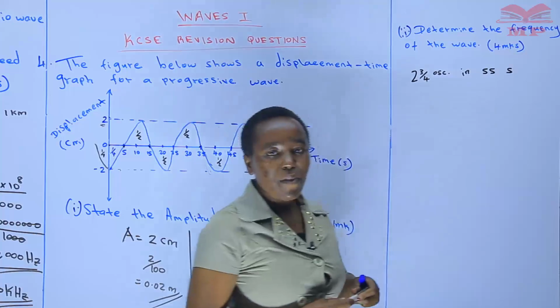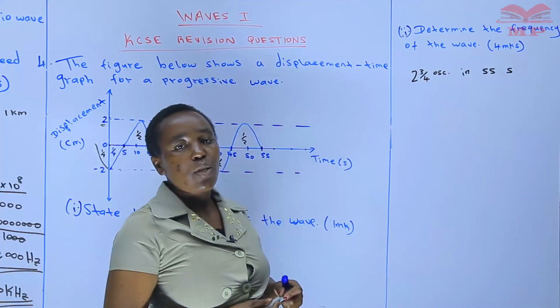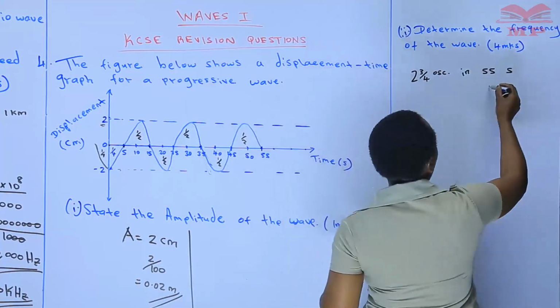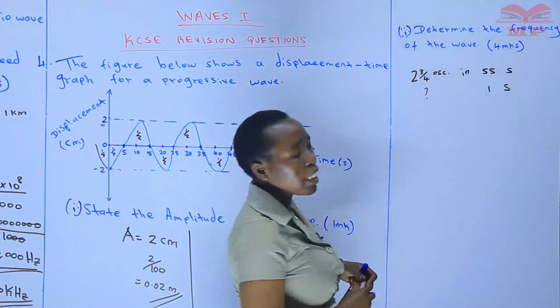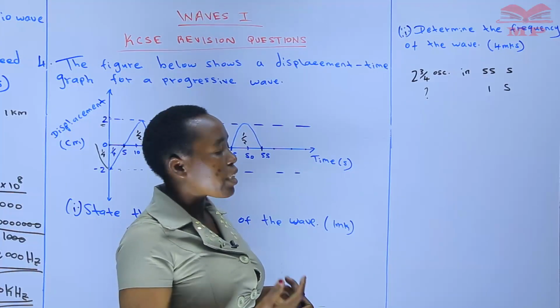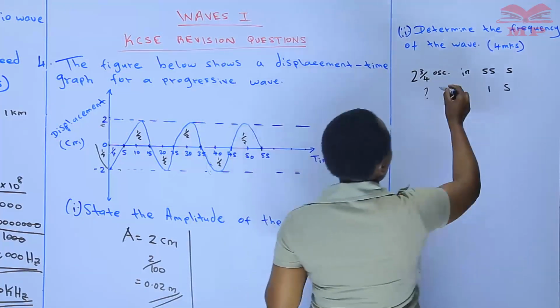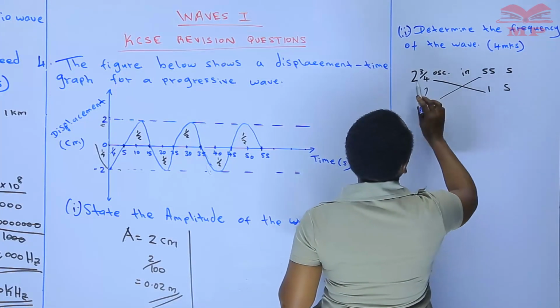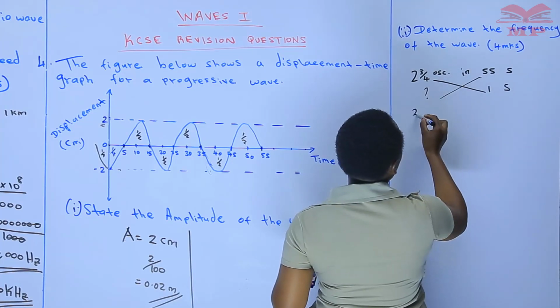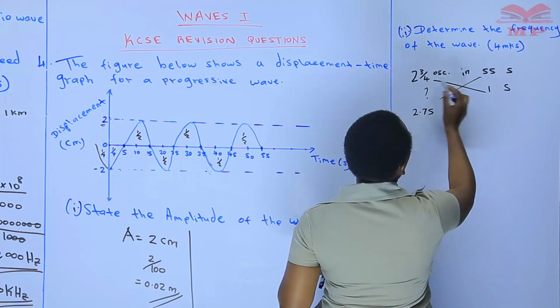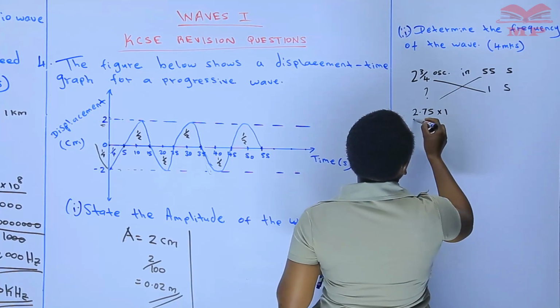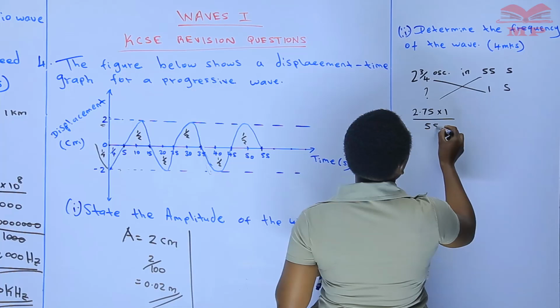And since we are saying frequency is the number of oscillations in 1 second, so we ask ourselves, what about in 1 second? How many oscillations are those? And that is our frequency. So we are going to have it as this, 2 3/4. 2 3/4 is the same as 2.75 multiplied by 1 divided by 55.